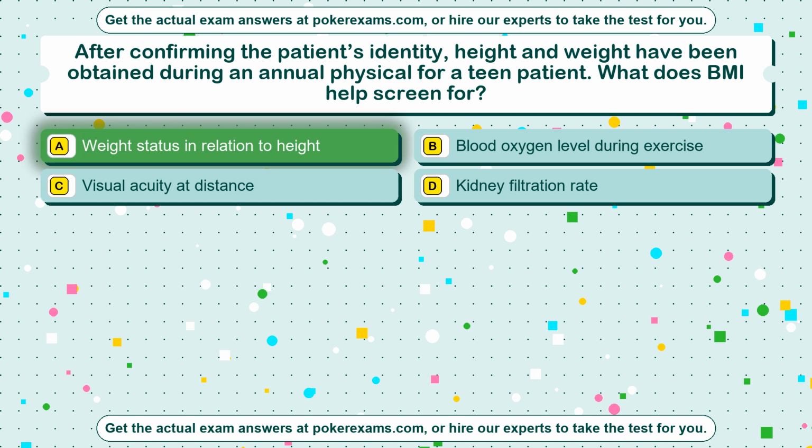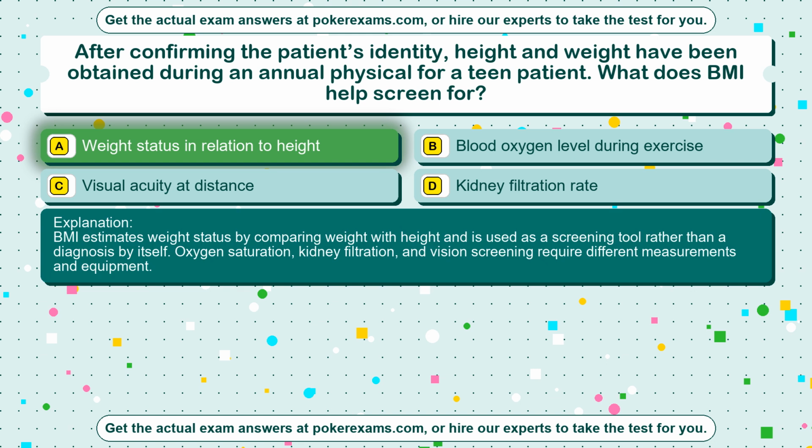The correct answer is option A. Weight status in relation to height. BMI estimates weight status by comparing weight with height and is used as a screening tool rather than a diagnosis by itself. Oxygen saturation, kidney filtration, and vision screening require different measurements and equipment.